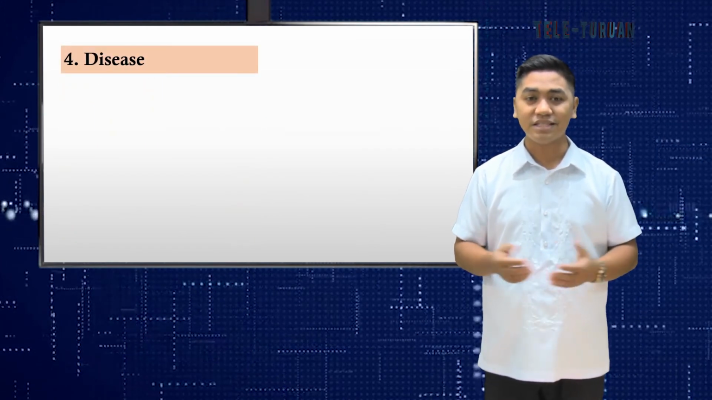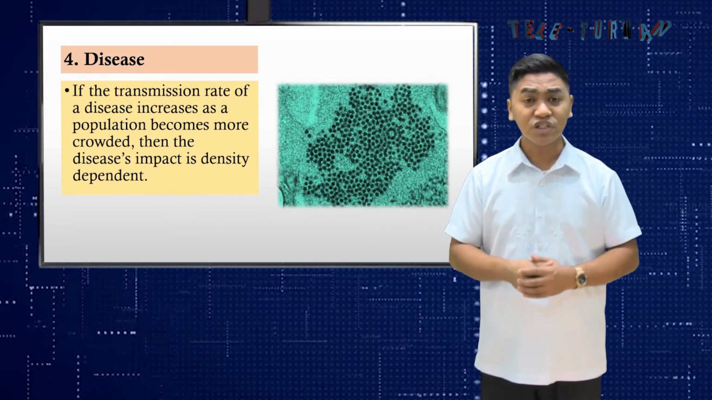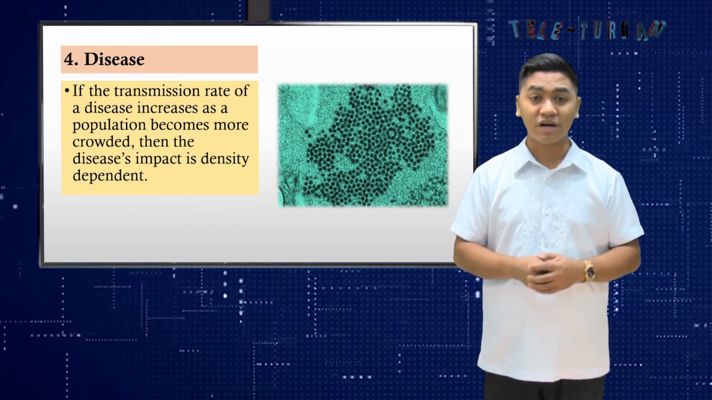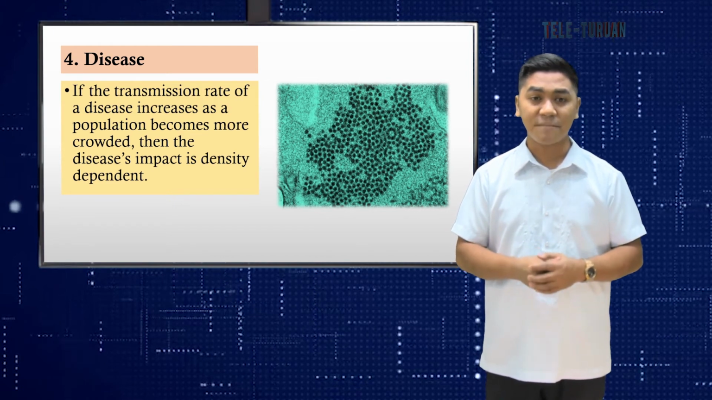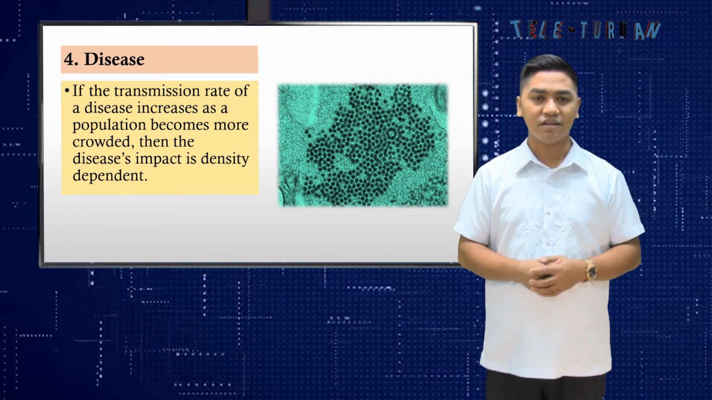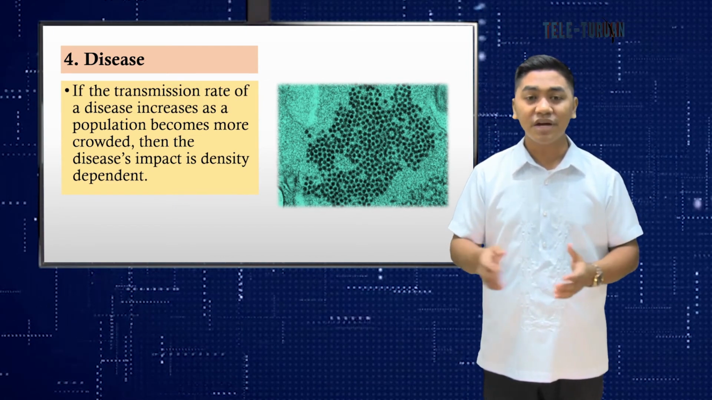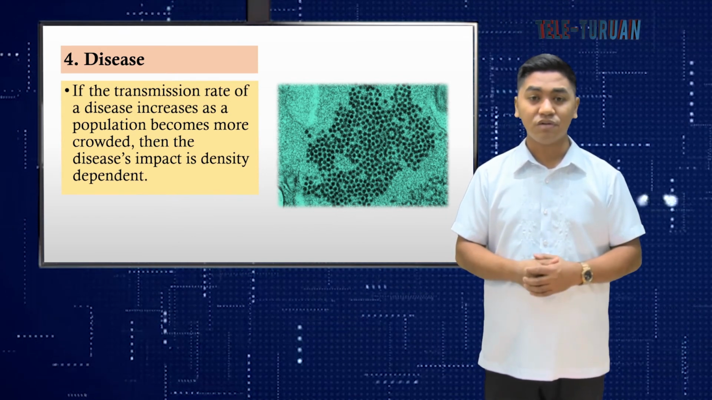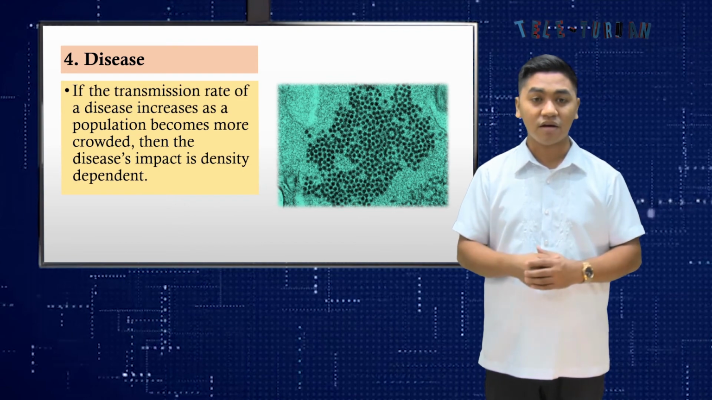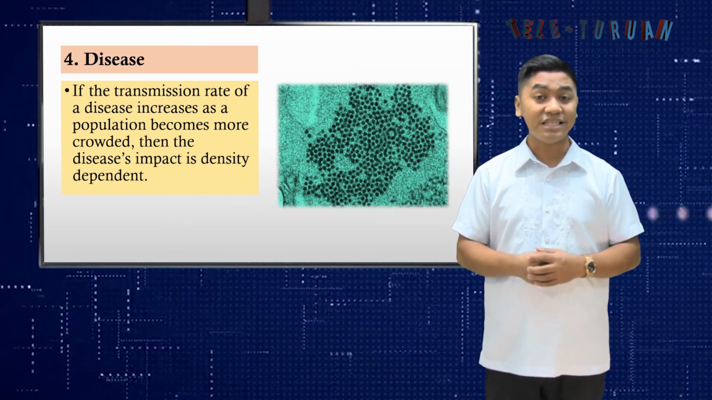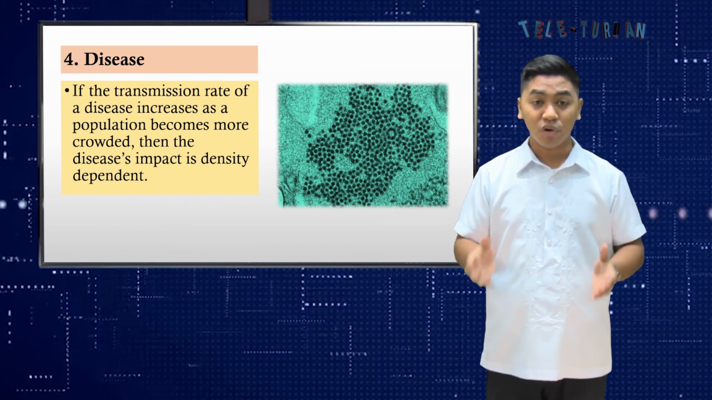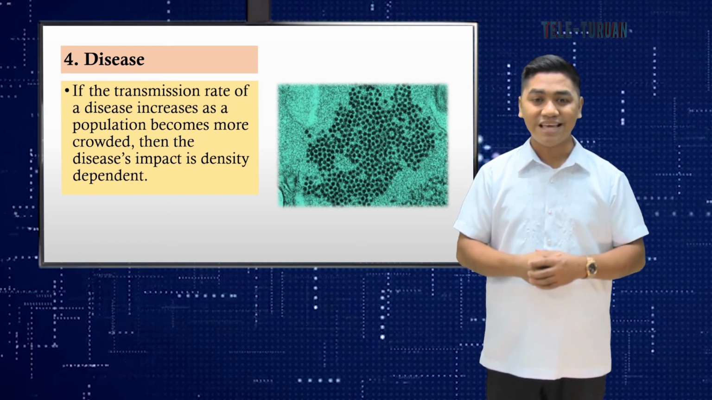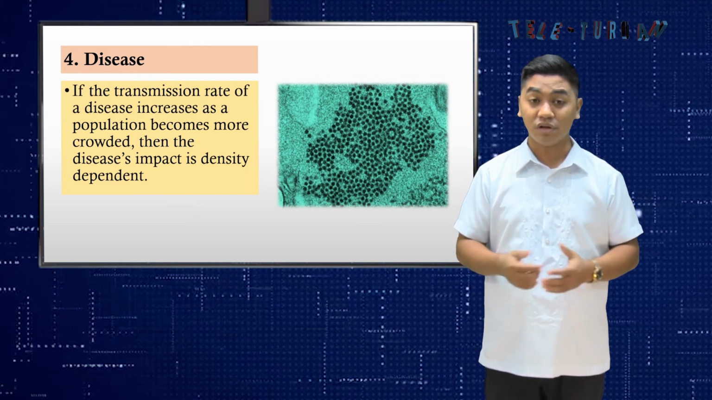Fourth is disease. If the transmission rate of a disease increases as population becomes more crowded, then the disease impact is density dependent. In humans, the respiratory diseases influenza or flu and tuberculosis are spread through the air when an infected person sneezes or coughs. Both diseases strike a greater percentage of people in densely populated cities than in rural areas.